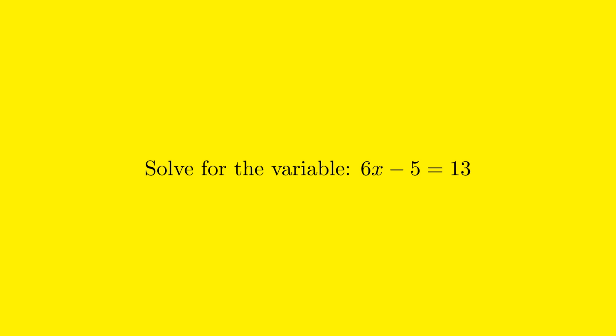Today, we will be focusing on how to solve for the variable in the equation 6 times x minus 5 equals 13. By the end of this video, you will understand the step-by-step process for finding the value of x that makes this equation true. Let's get started.